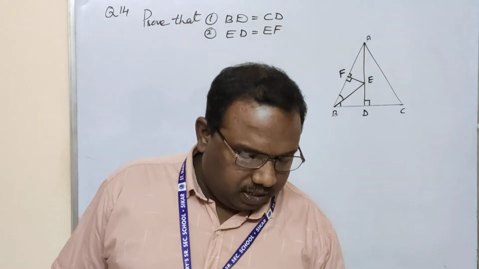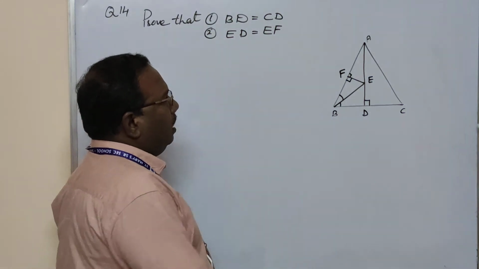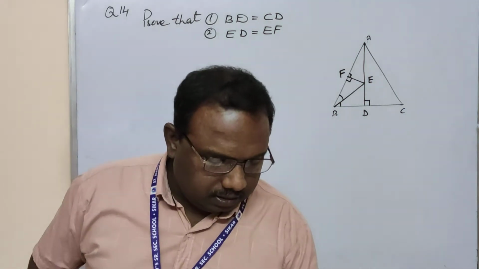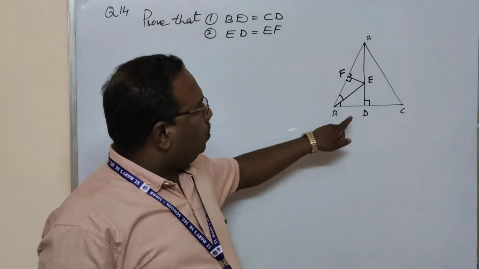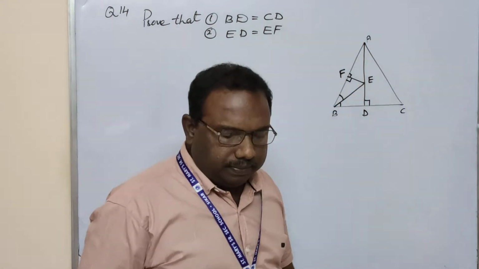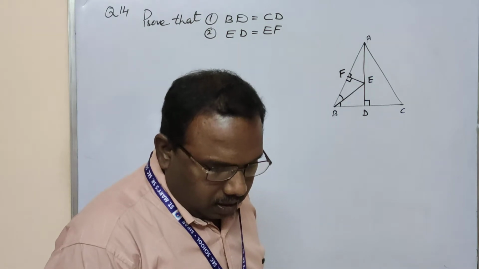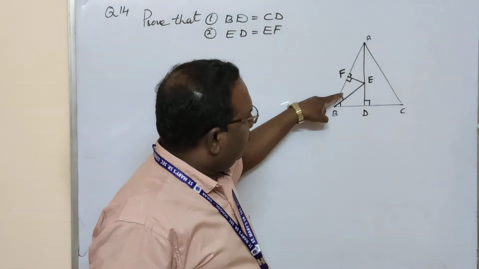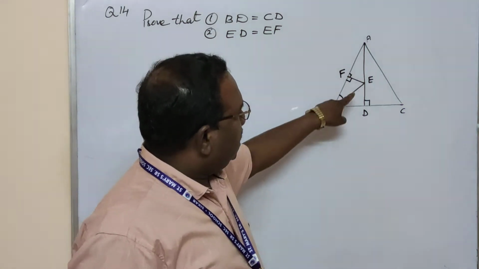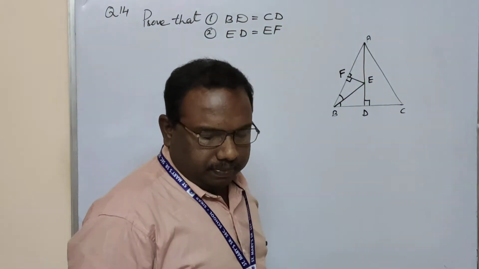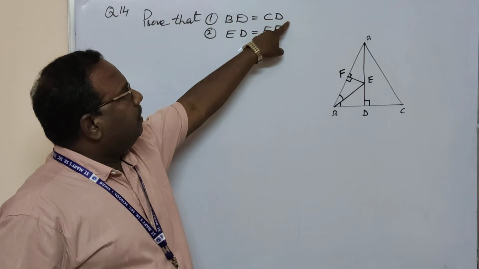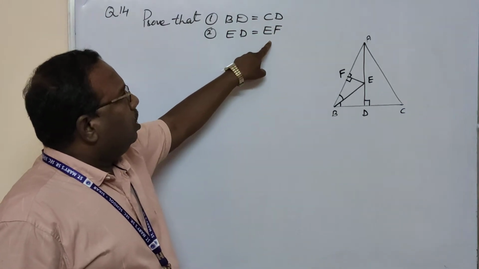In the following figure, AB equal to AC, and AD is perpendicular to BC. This is AD. AD is perpendicular to BC. BE bisects angle B. EF is perpendicular to AB. And prove that BD equal to CD and ED equal to EF.